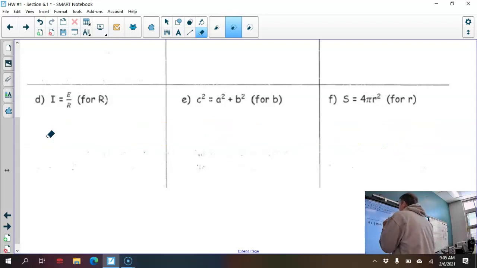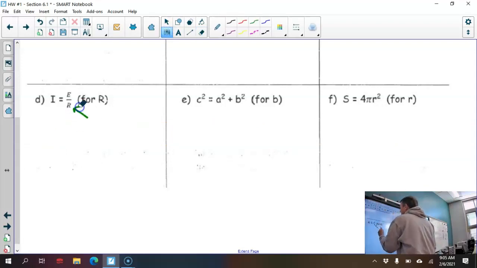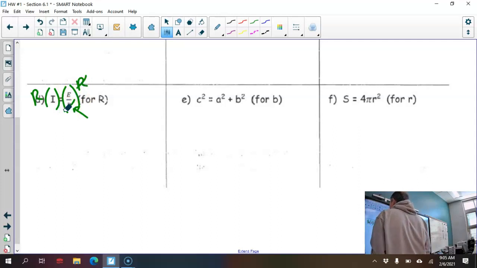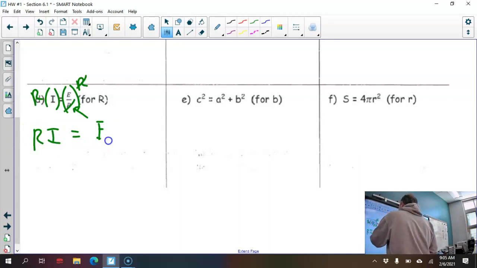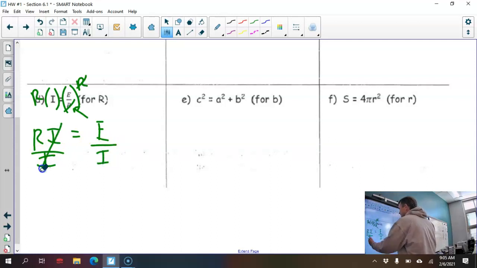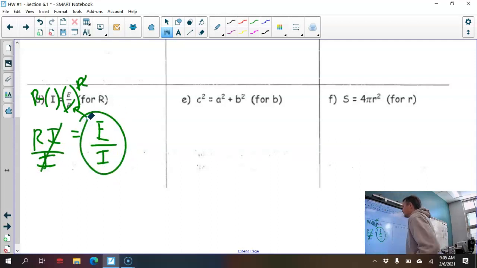Okay, so anytime your variable is in the denominator of a fraction, you need to multiply by it on both sides to get rid of it, or to get it out of the fraction. That will cross-cancel the r, and you will have r times I equals e. Now you can get the r by itself by dividing by I on both sides. And there's your answer, r equals e over I.